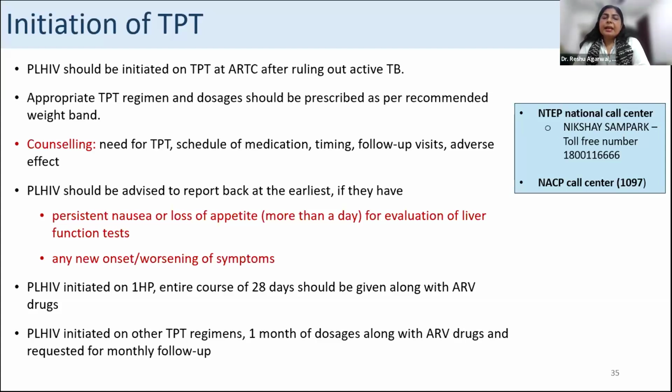If the patients are started on 1HP, then the 28 doses should be given at one stretch. If the PLHIV are started on another regimen, then one month of dosage can be given and they should be requested for monthly follow-ups. But with IPT, we really had a good experience of even doing multi-month dispensation after 3 months of monthly dispensation. So those practices can still be restored.